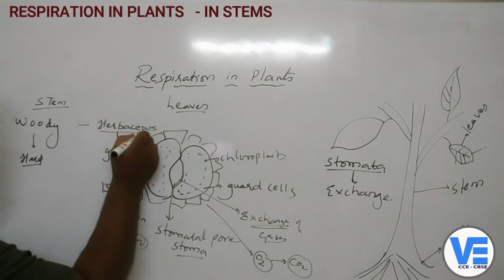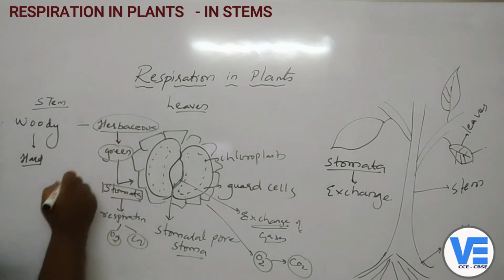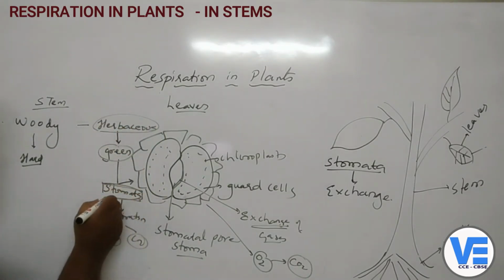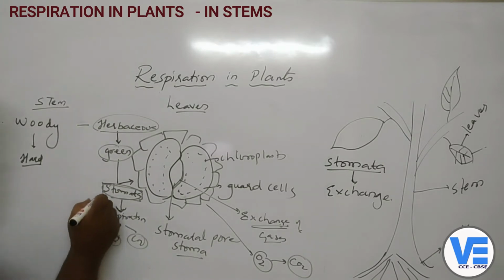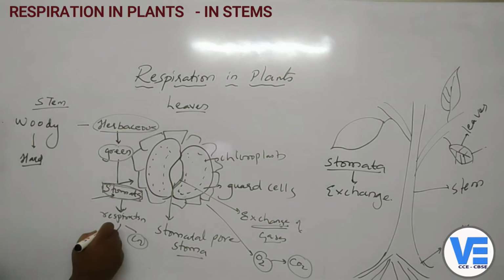So especially in the herbaceous stems, which are green in color, there are stomata present on the stems, and they will take care of the respiration, and exchange of gases will take place in the stomata. They are the ones which will take in the oxygen and give out the carbon dioxide.